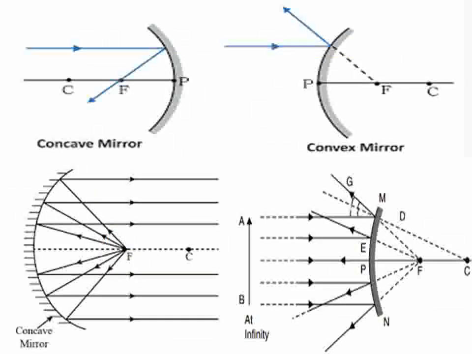In the first figure, a ray of light coming parallel passes through the focus on a concave mirror. Similarly, on a convex mirror, this ray of light reflects on the reflecting surface and appears to come from the focus.